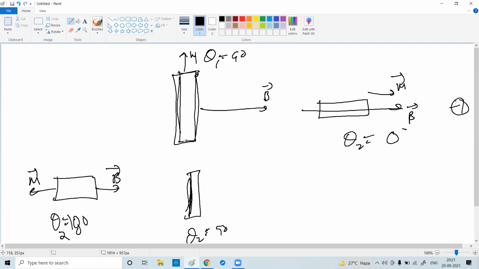That means you are not making any change. Obviously, no work is done. You have not rotated the dipole, you have just kept it as it is. So both theta 1 and theta 2 are 90, and cos 90 is 0. So work done is 0. Clear?